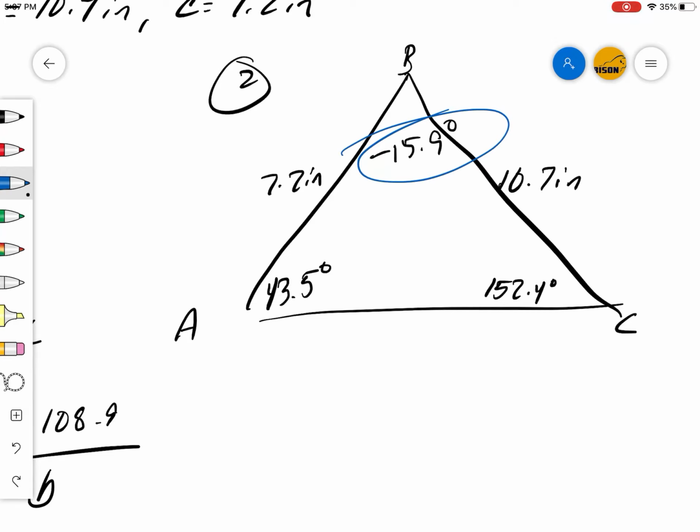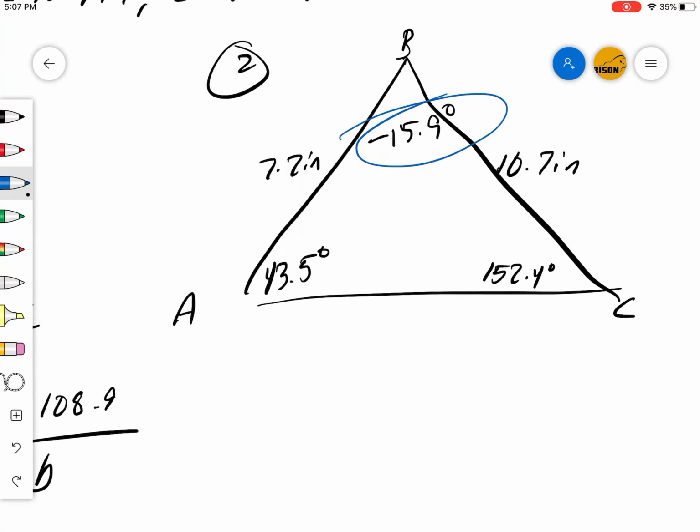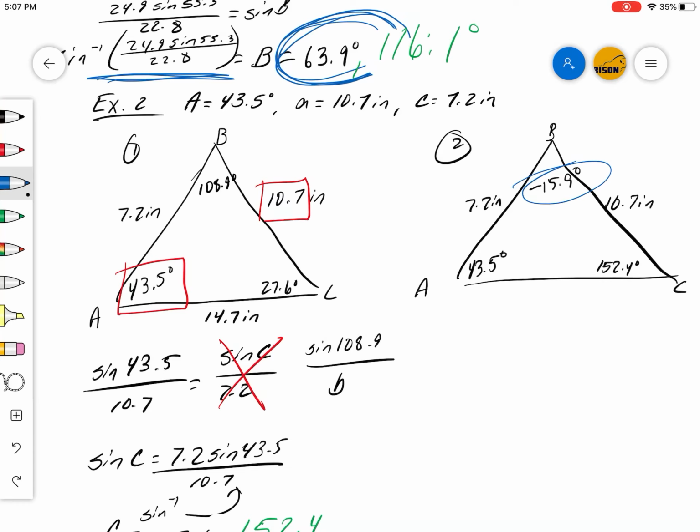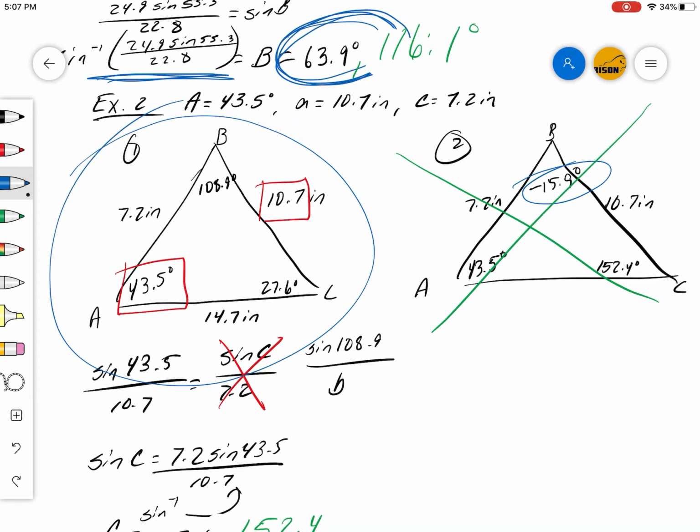Okay, so this way, we've got 152 in one of our angles, 43.5 in another, and that doesn't even leave us any left for angle B. Okay, we need 180, and we're subtracting both of those, and we've got too much. So we have too many angles. So the verdict of the story here is that triangle 2, there's no way for it to exist. Okay, so we'll just say triangle 2 does not work at all. So in this case, the answer to your question is only going to be triangle 1.